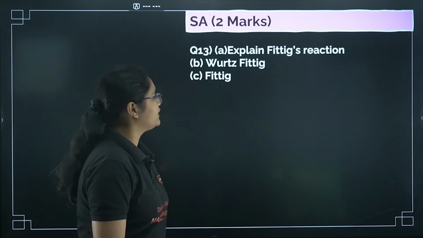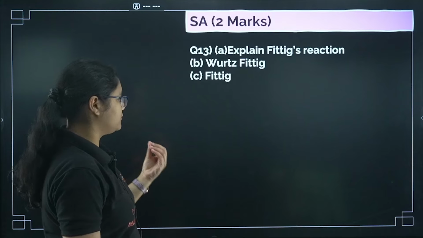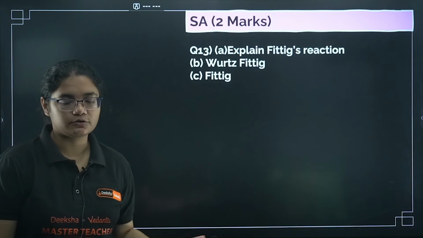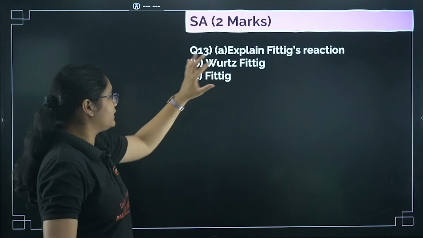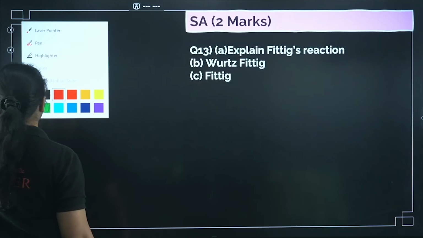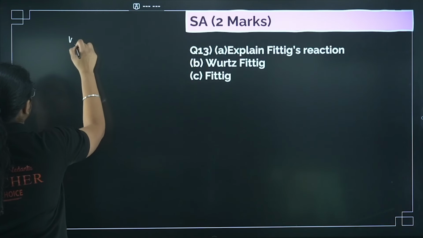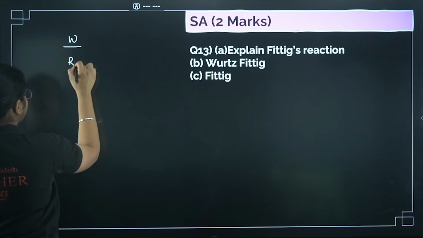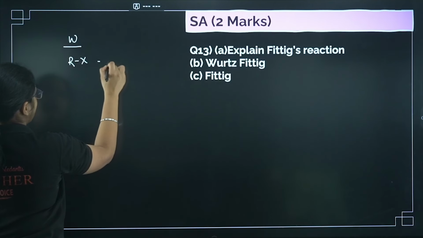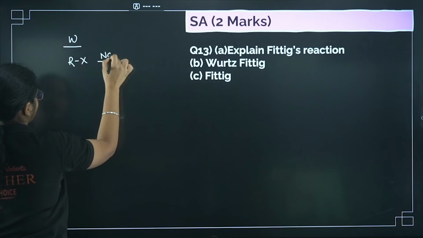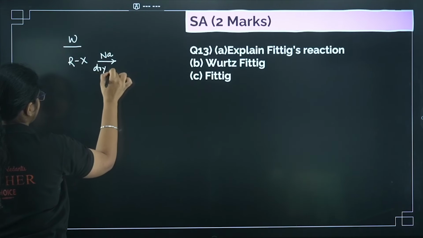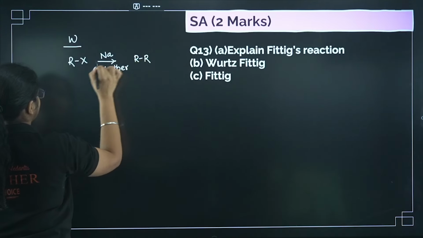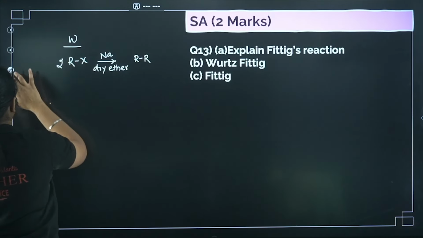Next, explain Wurtz reaction, Wurtz-Fittig reaction, and Fittig reaction. So I will just tell you how to write one of them. The other 2 you can write on your own. So I'll tell you what exactly these 3 reactions are. First understand Wurtz reaction. In Wurtz reaction, we take RX and sodium in dry ether, and that gives you RR. That's the first thing.